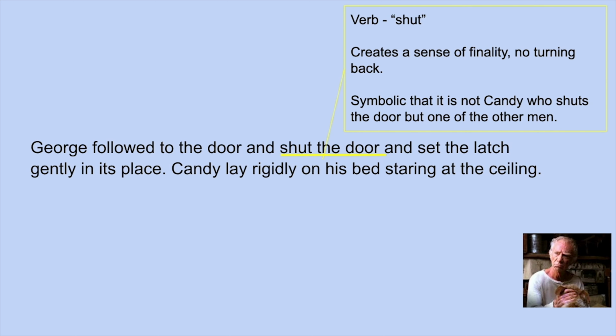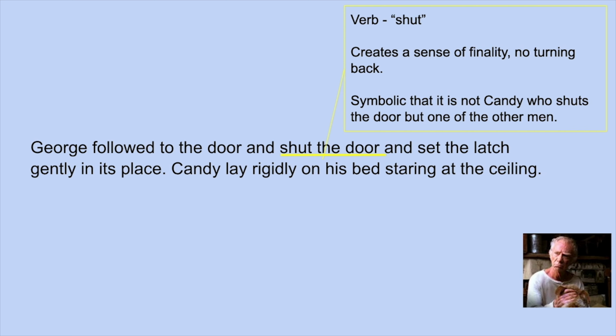Straight away, George is creating an atmosphere in the room. By shutting the door, it creates a sense of finality. There's no turning back in this situation. Candy's dog is going to be killed by Carlson. It's also symbolic that it's not Candy shooting his dog, and that it's George shutting the door. Candy has no part in this, he has no power. Remember that title, Of Mice and Men? In this sense, Candy is one of the mice, not one of the men.